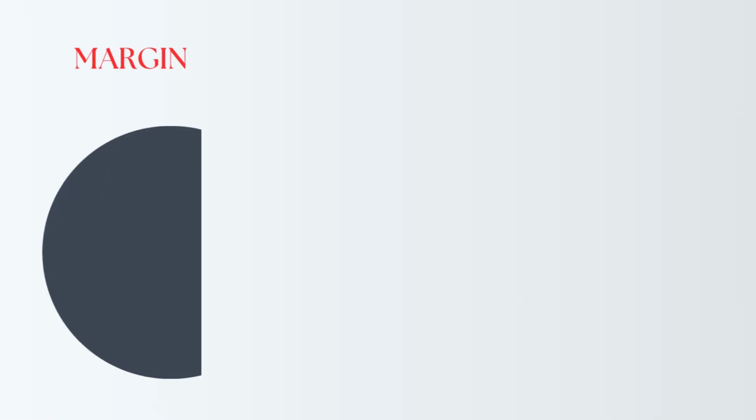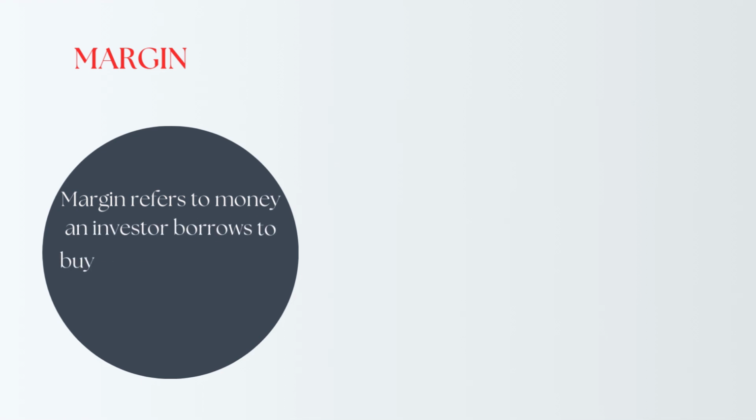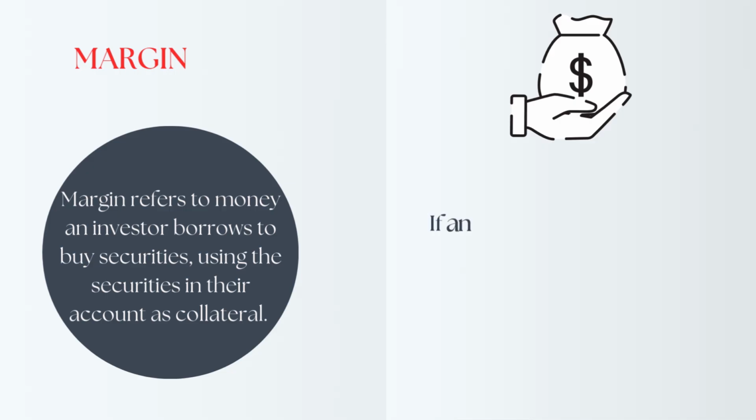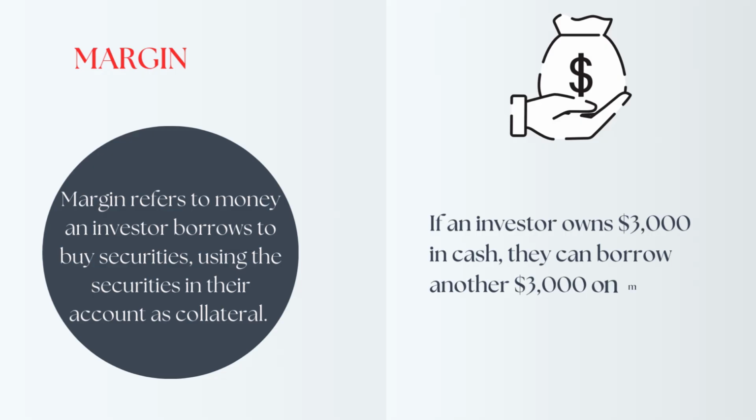Margin. Margin refers to money an investor borrows to buy securities, using the securities in their account as collateral. For example, if an investor owns $3,000 in cash, they can borrow another $3,000 on margin and invest a total of $6,000, with their own $3,000 serving as collateral.